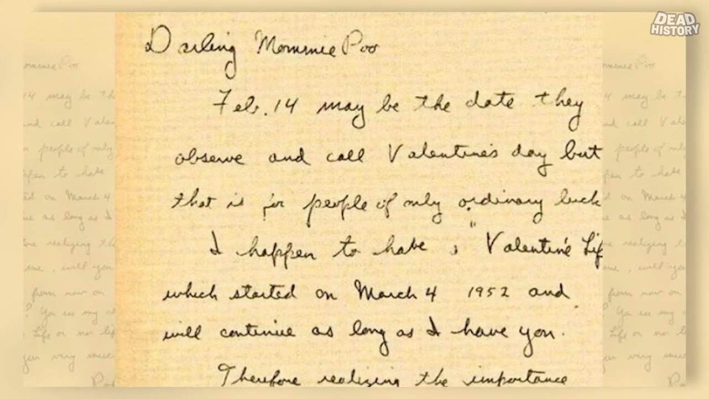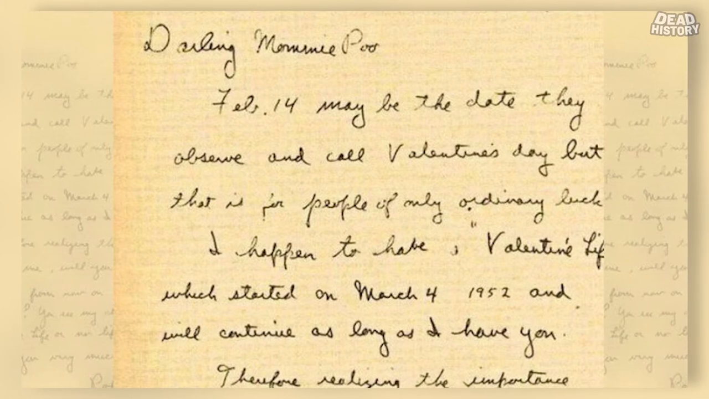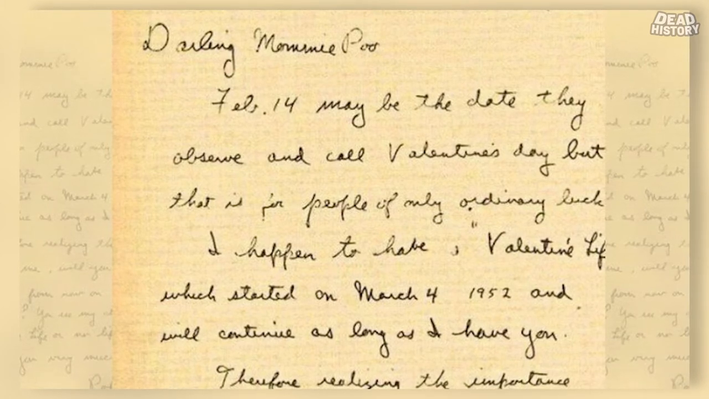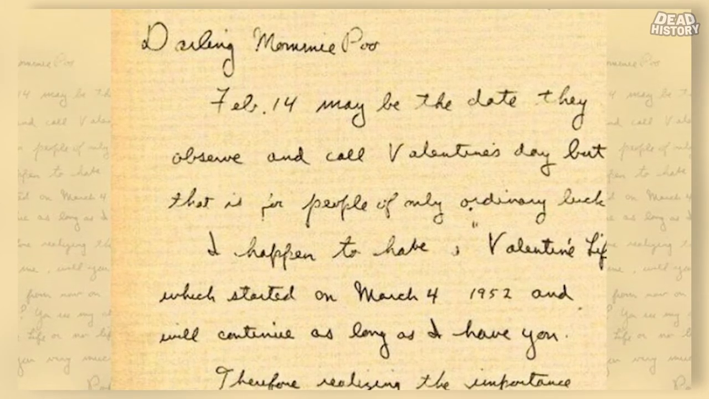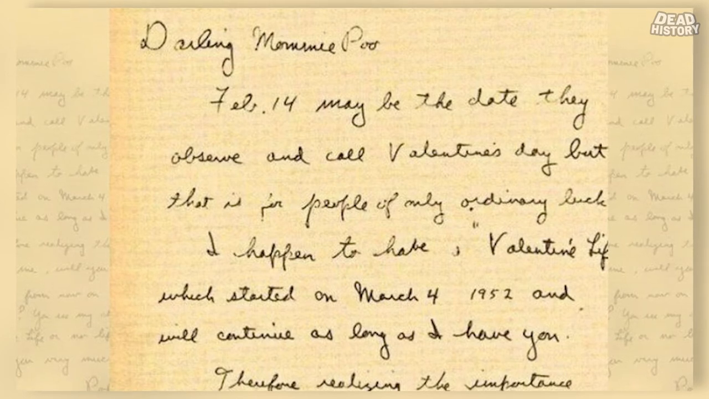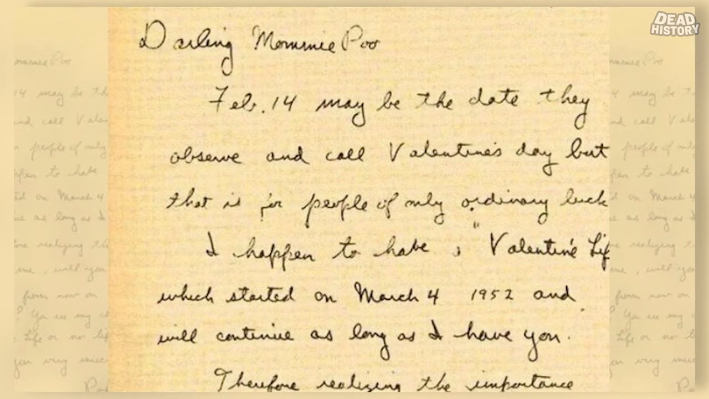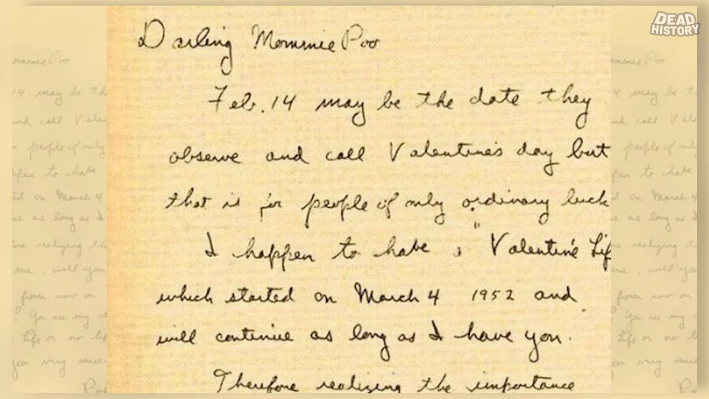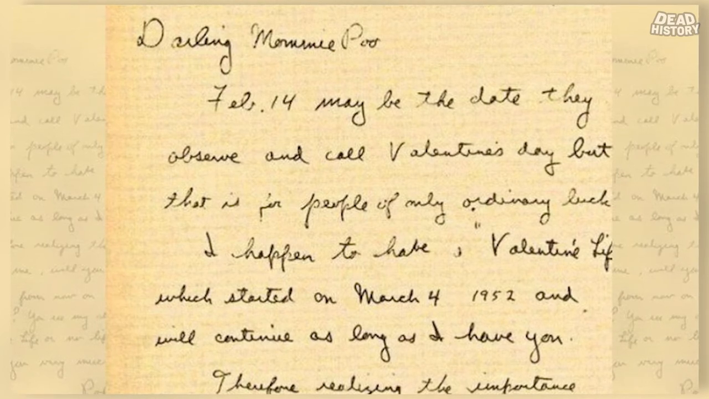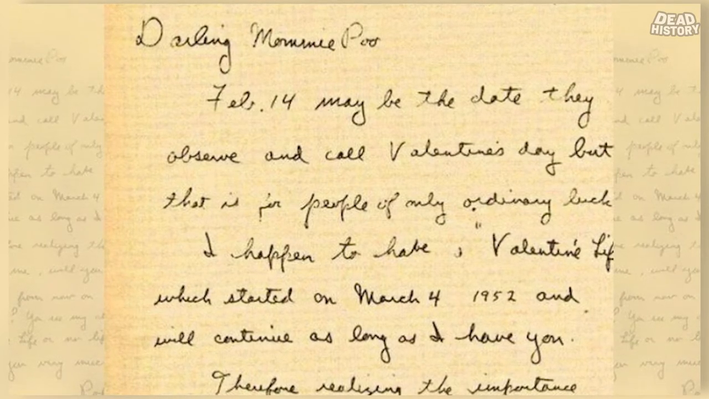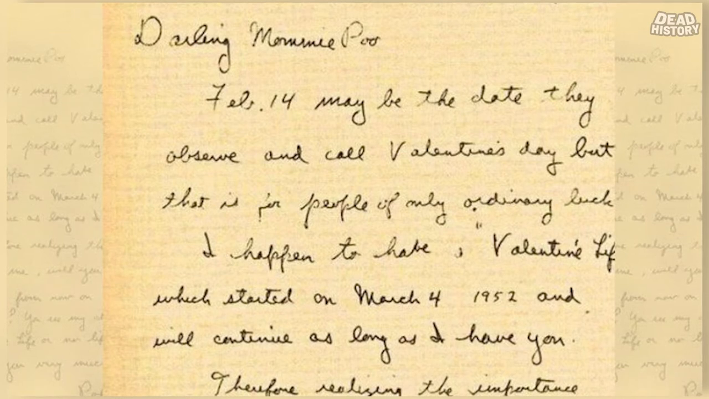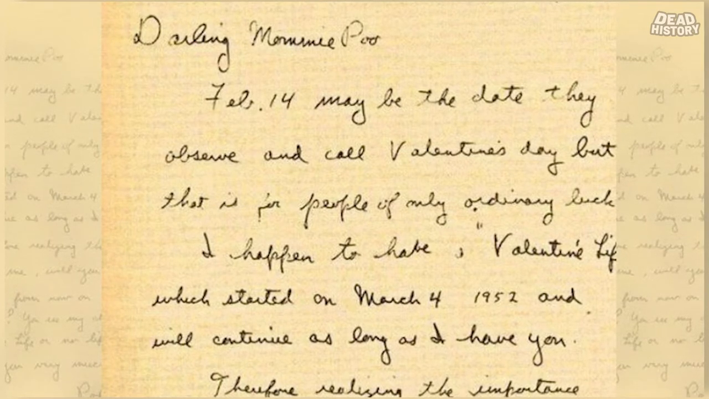He once boasted to his wife on Valentine's Day that other people who were stuck only enjoying it on a specific day were of the ordinary variety. He claimed to live a Valentine's life. Oh, Ron, what a softy. The two individuals who met while focused on careers as actors would go on to become the first couple of California and then the United States.